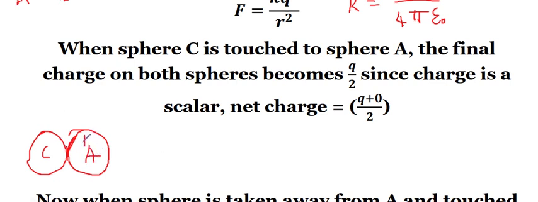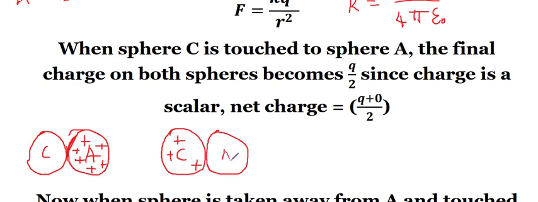So initially we had 1, 2, 3, 4, 5, 6 charges on sphere A. When the two conducting spheres touch each other, there is charge redistribution. The charge redistributes such that the charge on A becomes equal to the charge on C. Effectively, you are going to obtain 1, 2, 3 positive charges on the sphere C, and for the sphere A, you are also left with 1, 2, 3 positive charges.